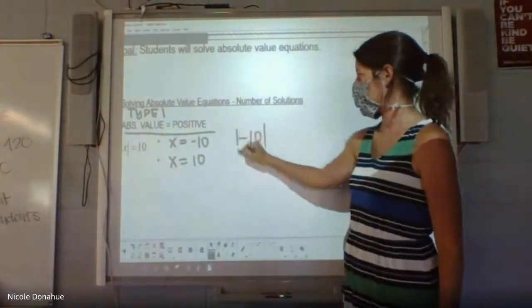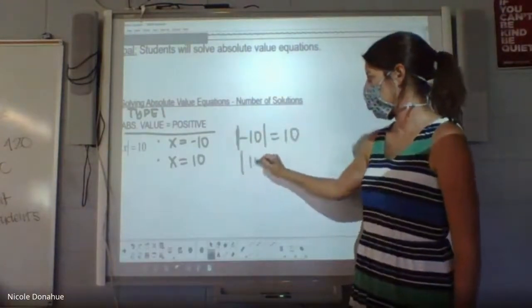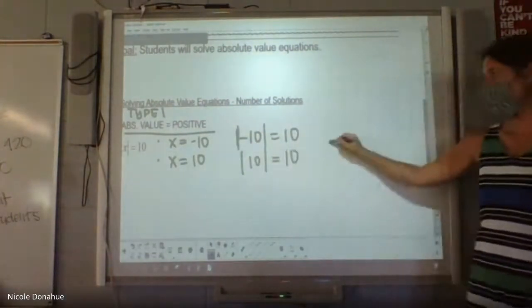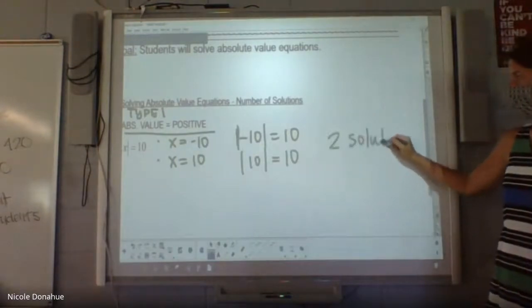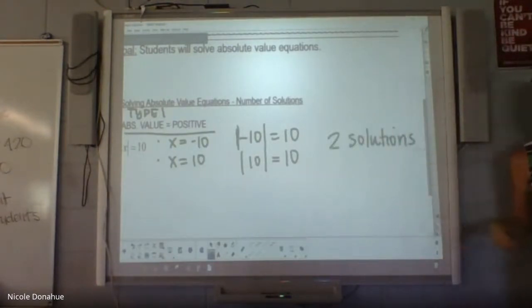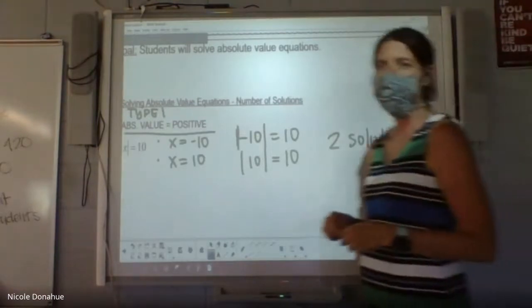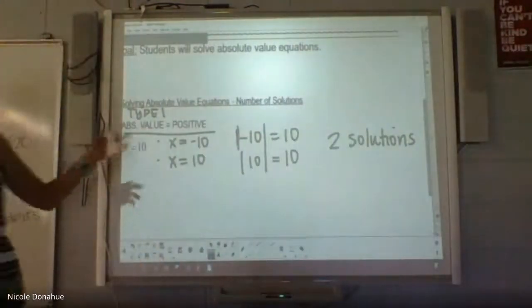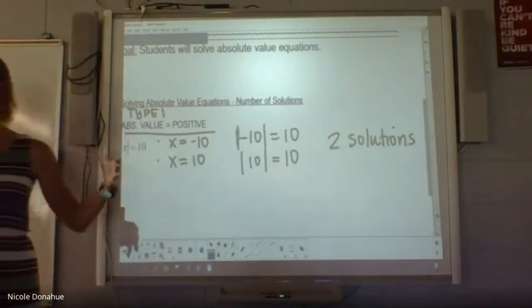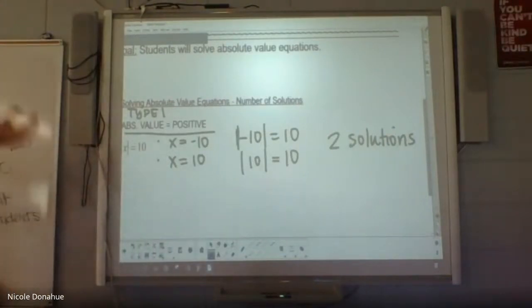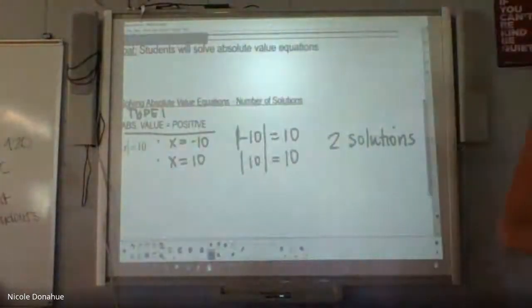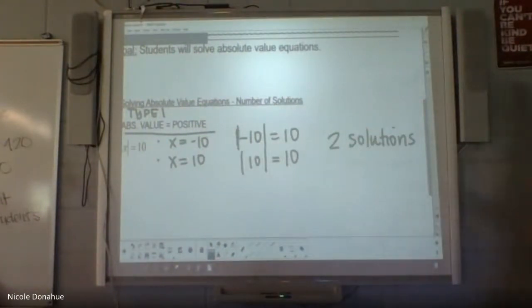Negative 10 absolute value is going to be 10. Positive 10 absolute value is 10. So we get two solutions. So this has two possible answers for our x value. When we solve absolute value, we might get up to two solutions, and either one would be right. So we want them both. Just like when it says choose all that apply, we want both parts. So that's our first type of problem. This is probably the most frequent one we'll see. Are we okay with that? Yeah. It's up to two solutions.